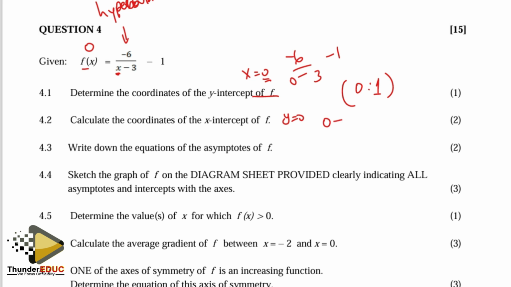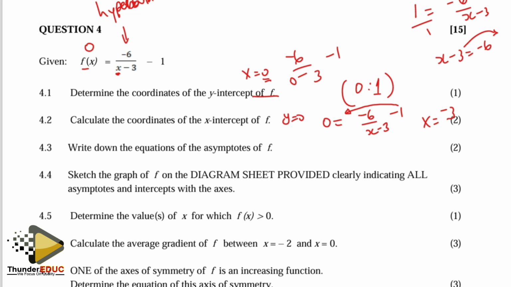So it's going to be 0 is equal to negative 6 over x minus 3, minus 1. And I have to move this first. So that's going to be 1 equal to negative 6 over x minus 3. Cross multiply, that's going to be x minus 3 is equal to negative 6. Move that side, which means x is negative 3. So the coordinates are going to be negative 3 and 0.